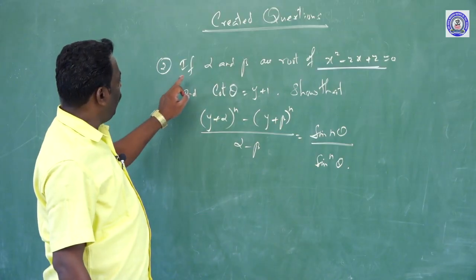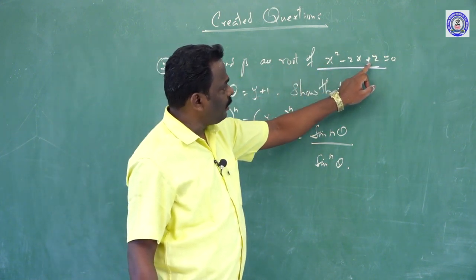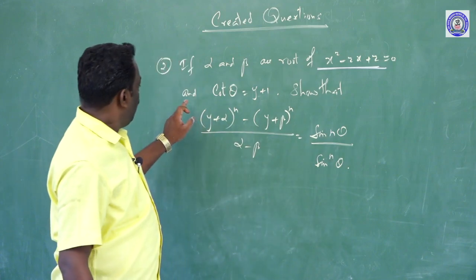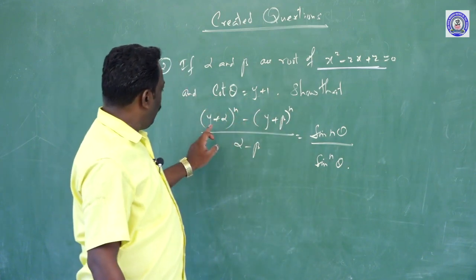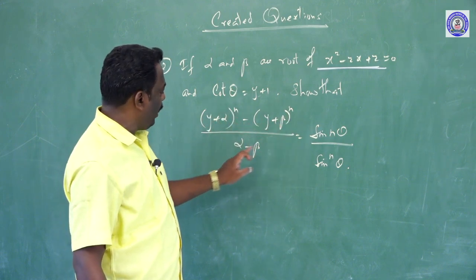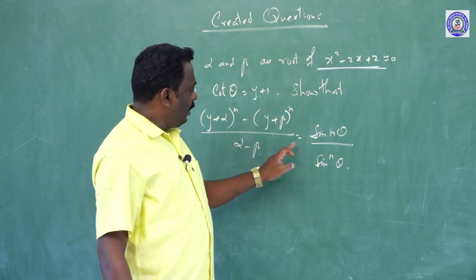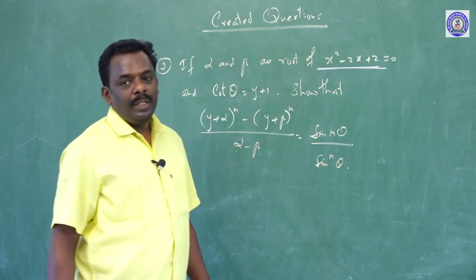Question number 2. If alpha and beta are the roots of the equation x² − 2x + 2 = 0, and cot θ = y + 1, show that ((y + α)ⁿ − (y + β)ⁿ)/(α − β) = sin nθ / sinⁿ θ.